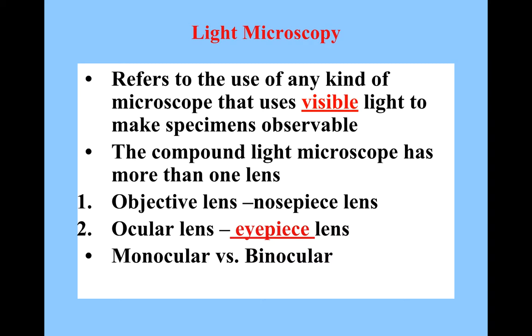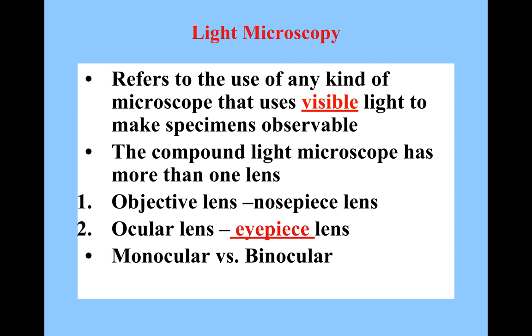The compound microscope has more than one lens. That's what makes it compound. There are two pieces. The objective lens, which are the nose pieces, those are the ones we looked at in class on Monday. The microscopes that we're going to use in our class will have four. It'll have a magnification of 4, 10, 40, and 100.